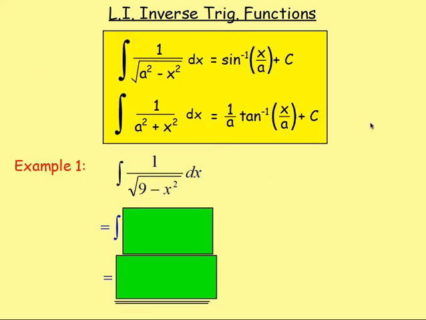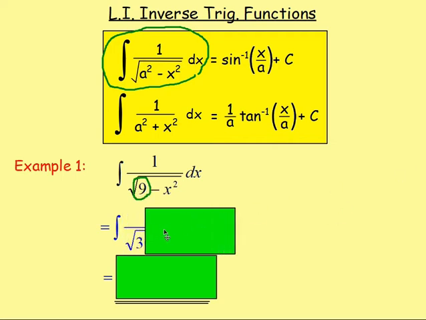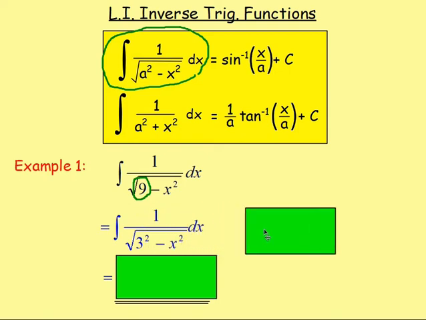Example 1, integrate 1 over the square root of 9 minus x squared. So you can see it is in this form here. But what you need to do is think, right, well, I've got 1 over the square root of a squared minus x squared. Here, I've just got 9 minus x squared. So you need to write the 9 as something squared. That way you can have the square root of something squared minus x squared. And we all know 9 would be what squared? 3! Perfect! So that is 1 over the square root of 3 squared minus x squared. So that is what you're integrating.